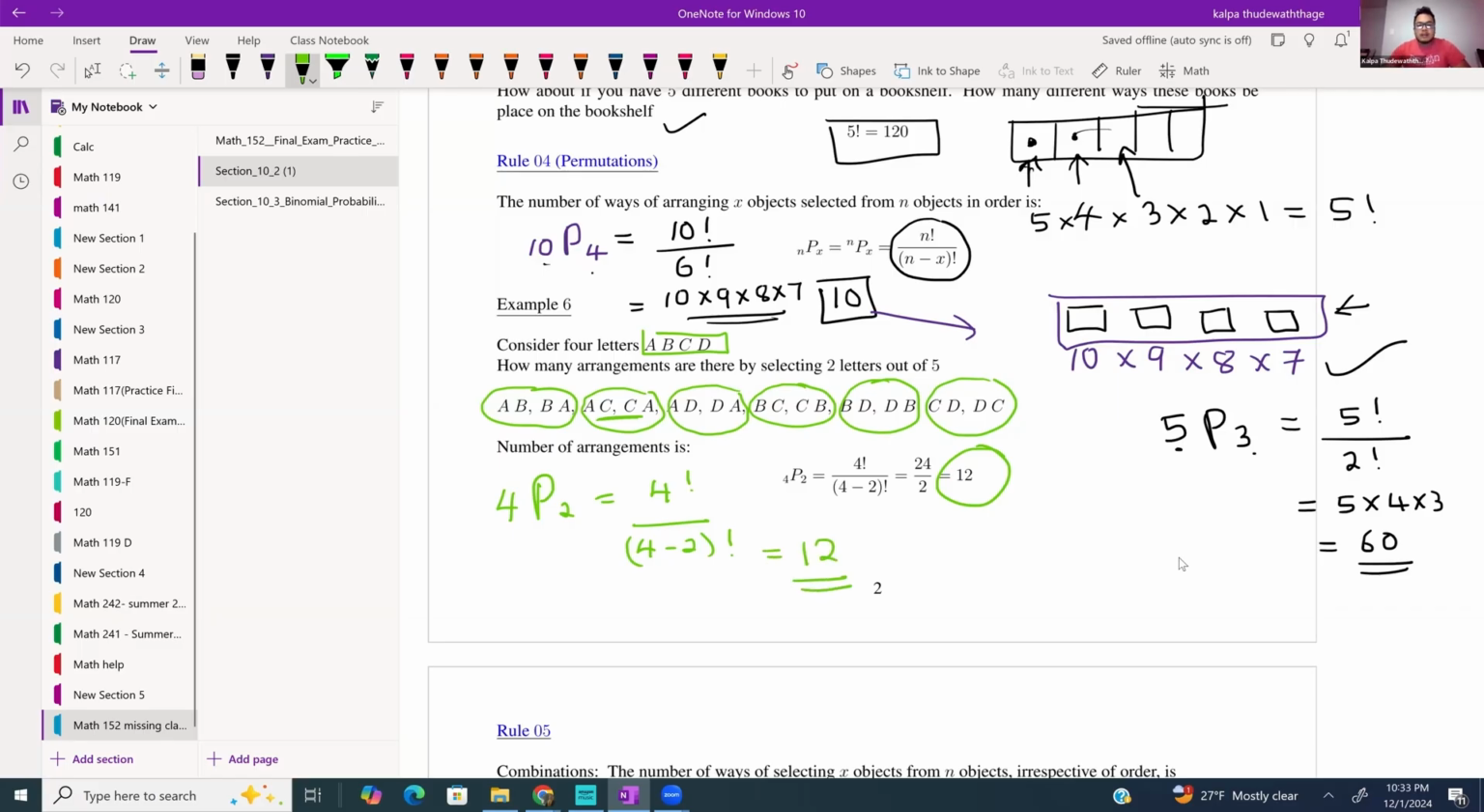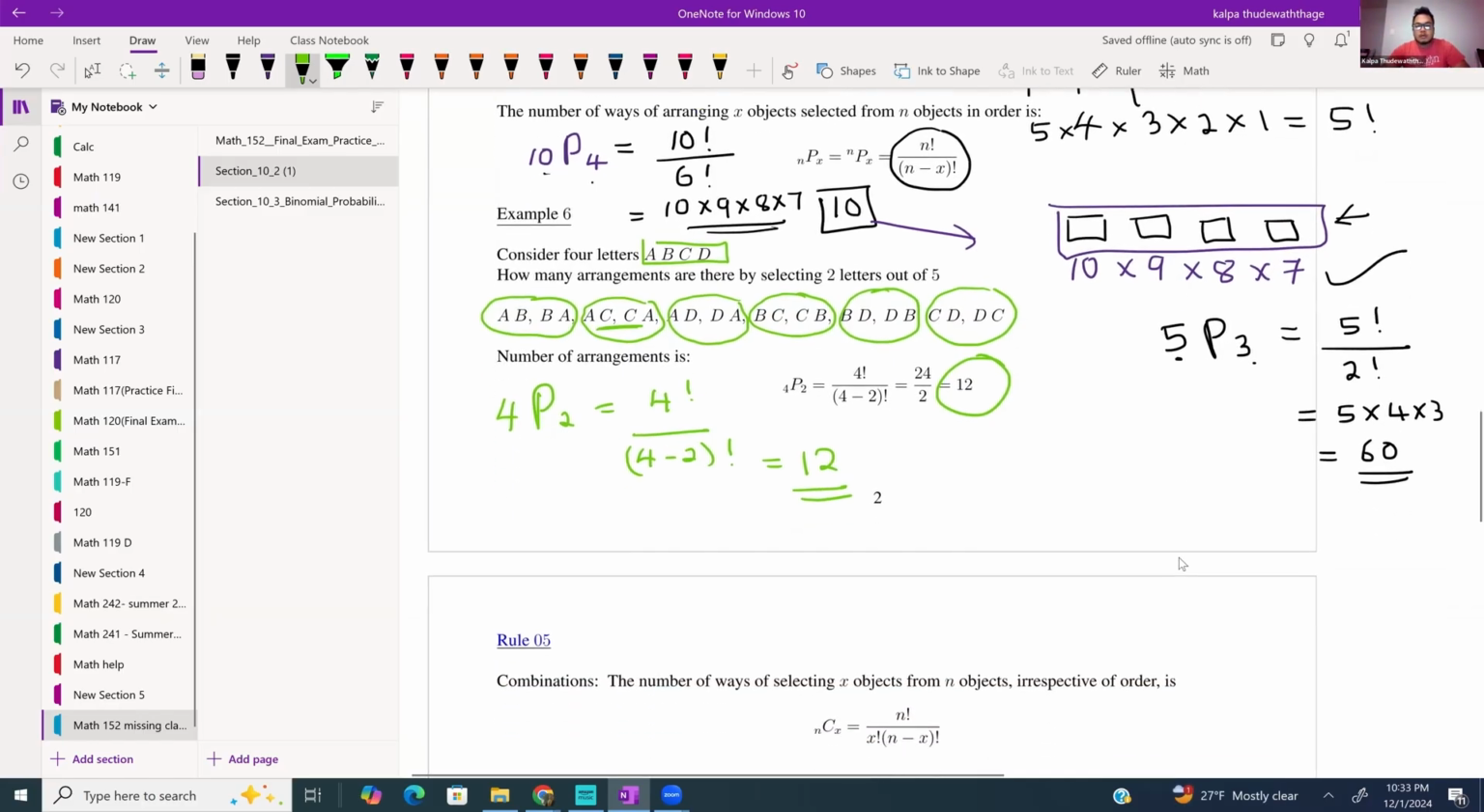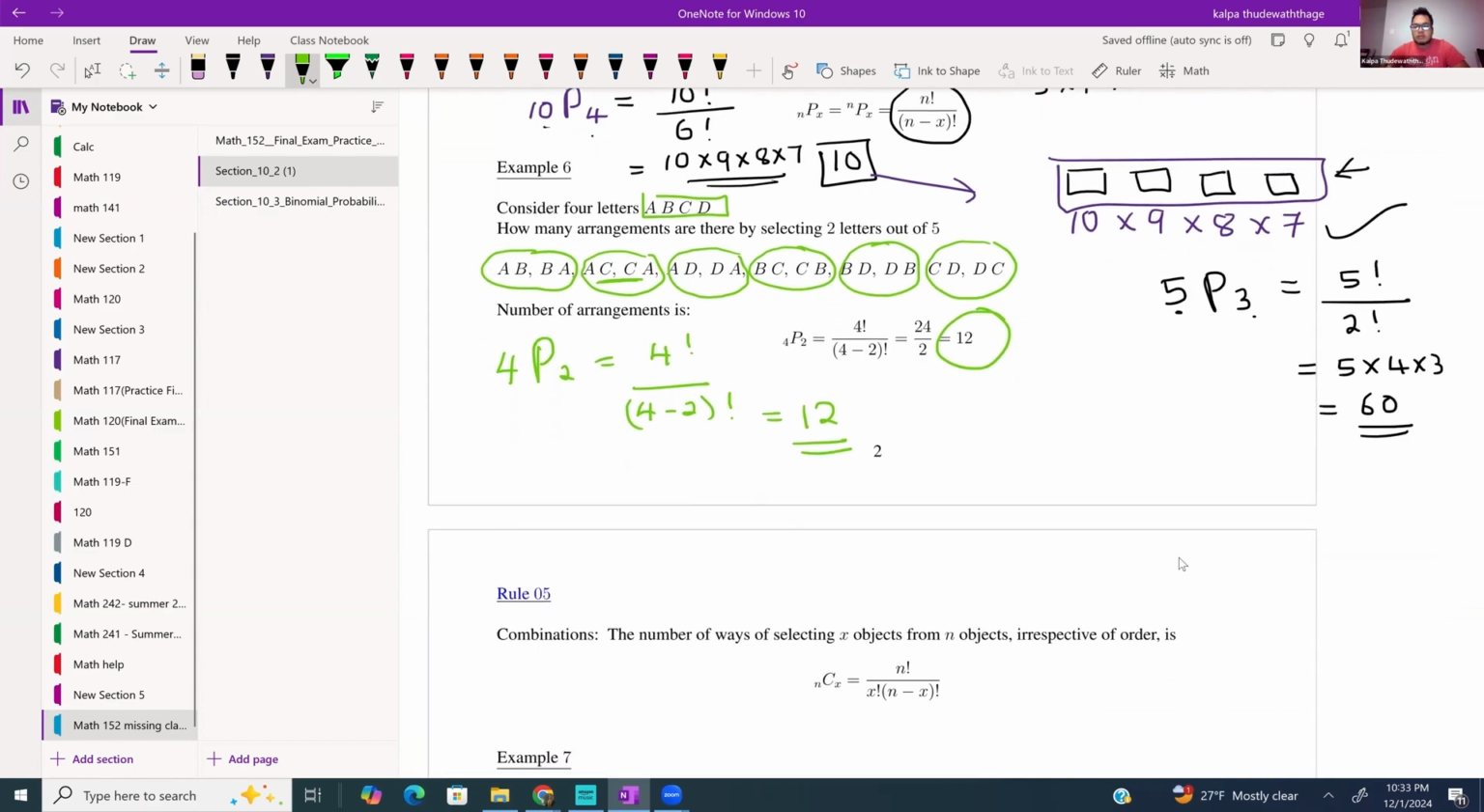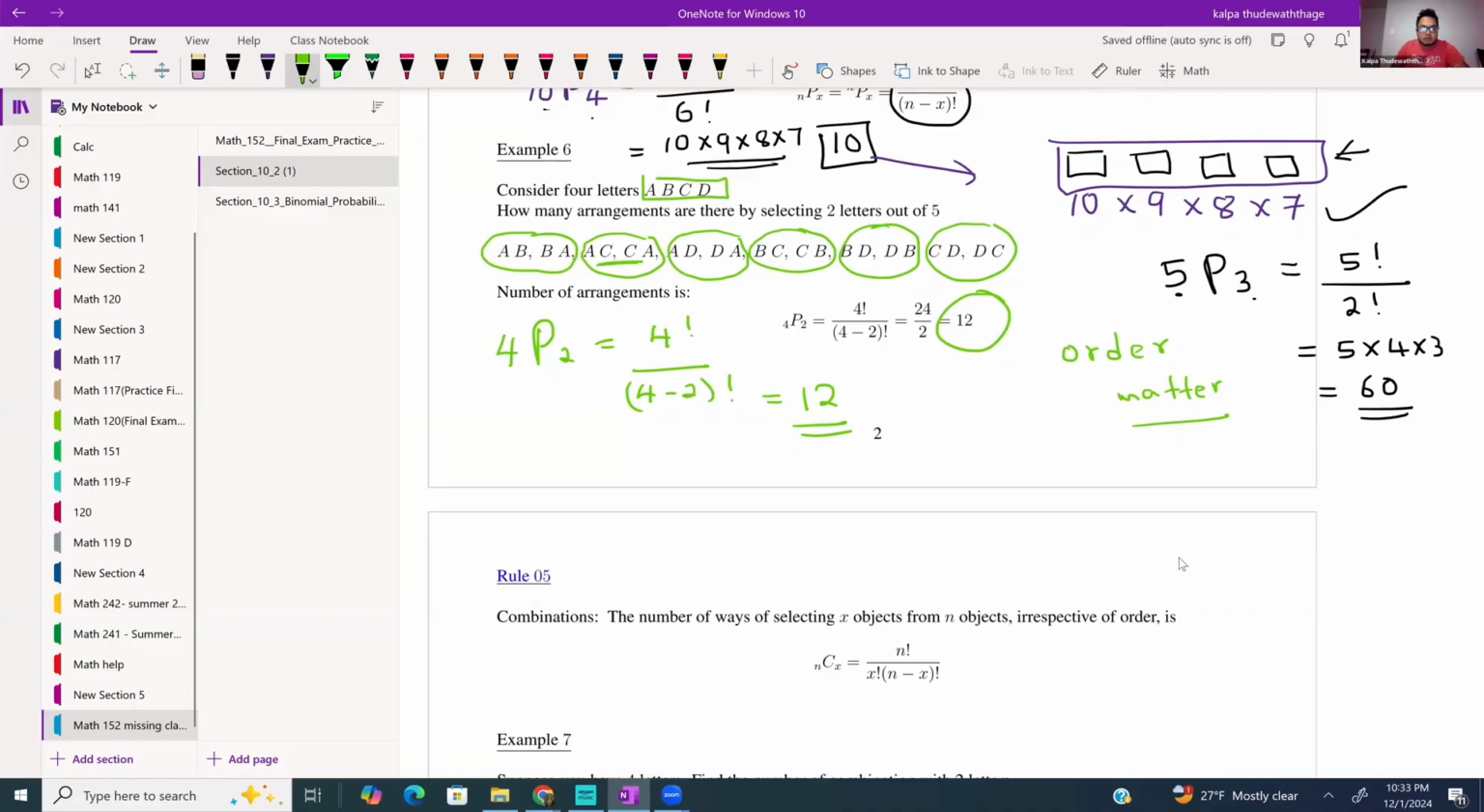Okay. So I talked here about selecting some number of different items from a bigger number and arranging them. If you don't arrange them, if you just worry about selecting objects and you are not considering the order, order doesn't matter. Here, order matters. But if order does not matter and you just select, then there are 6 possible ways you can select 2 letters out of 4. That's what we call a combination.